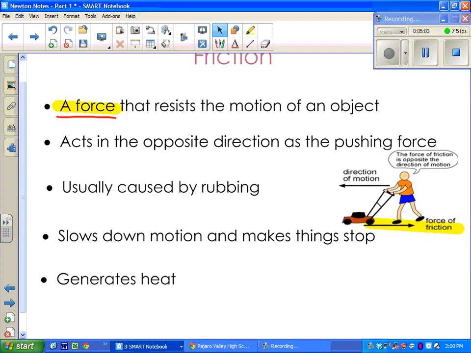And this is a reason why matches work. The match, you're dragging it across. It's creating lots of friction and enough heat to actually catch the head of the match on fire.